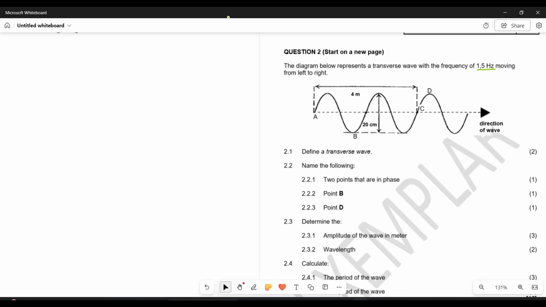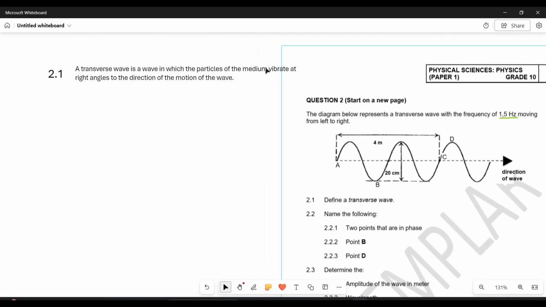Now let's look into the definition of a transverse wave. What is a transverse wave? A transverse wave is a wave in which particles of the medium vibrate at right angles to the direction of the motion of the wave.